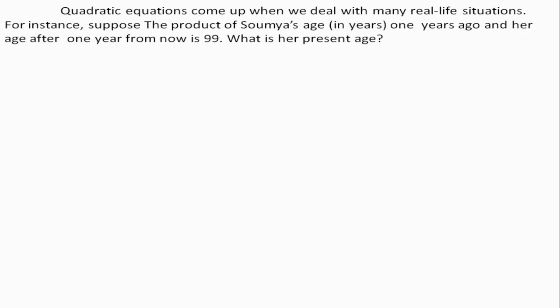The question is given to us: what is the present age? In this question, we don't know the present age, but it is given that 1 year ago and 1 year later, their product is 99. We have to find the present age of the girl Soumya.